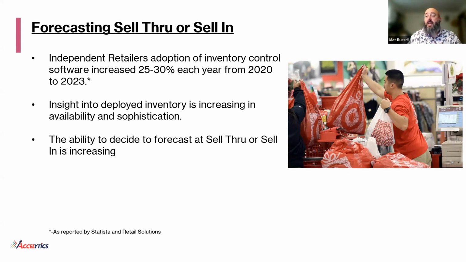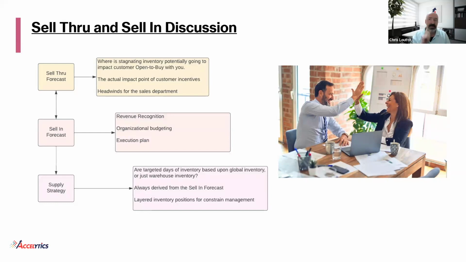So you want to be able to get that connected planning, the connected delivery that Anaplan can bring, so you have that full suite of visibility from supply all the way through to the sell-through forecast, in terms of approaching and evaluating where you want to execute your demand plan, and then what that means to you further down once you reach supply strategy. A little bit of sell-through forecasting: we see the stagnating of inventory, the revenue recognition, and targeted days of inventory based on global inventory or just warehouse inventory.